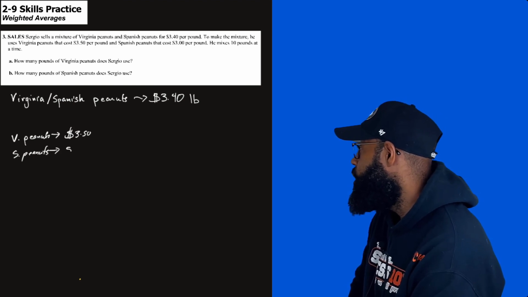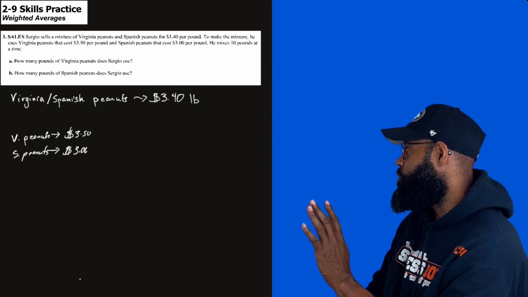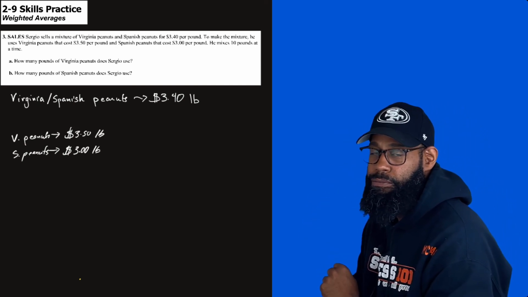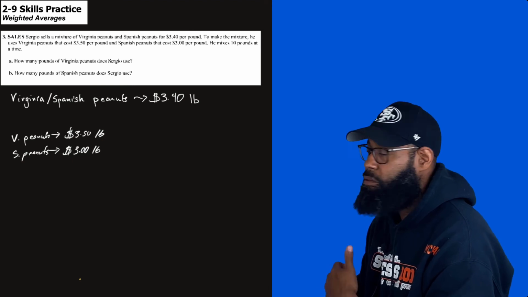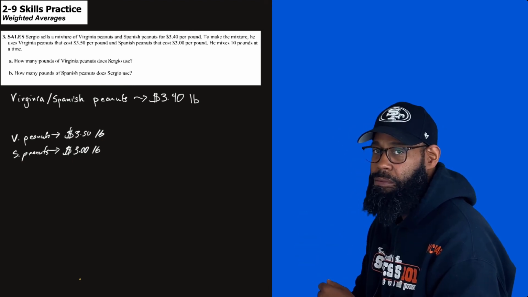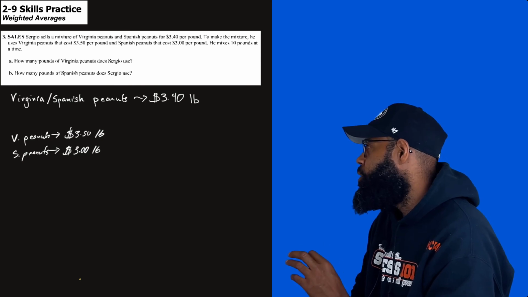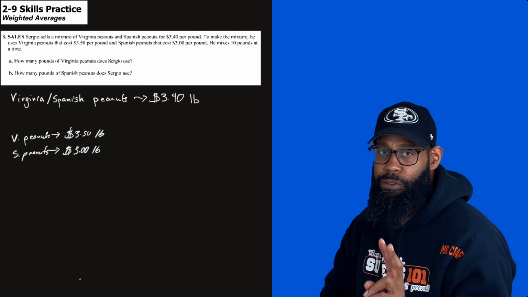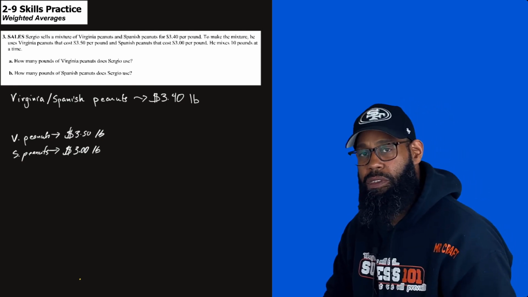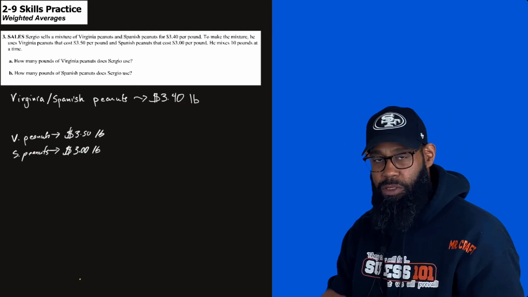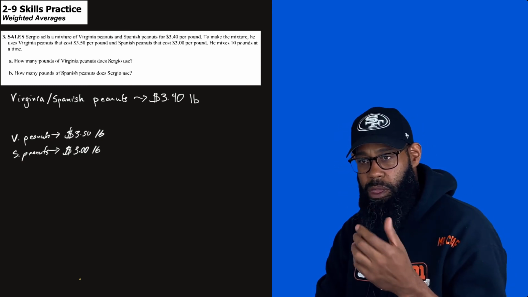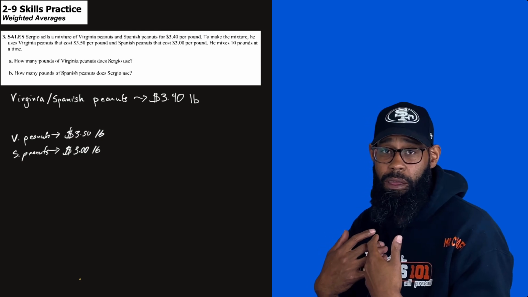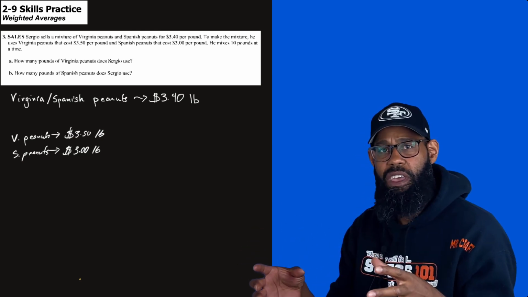Well, what we know, and this is what's crazy, the mixture is $3.40 a pound. I buy 10 pounds. Guess how much that is, all right? Now, the mixture though is literally made up of 2 different bags of peanuts. So again, I got 2 ingredients. I want to mix one and mix the other to make my blend. I just want to know how much of this one and how much of that one.